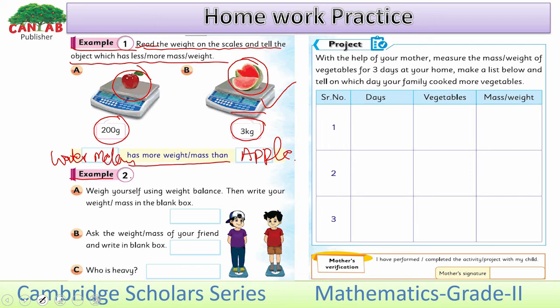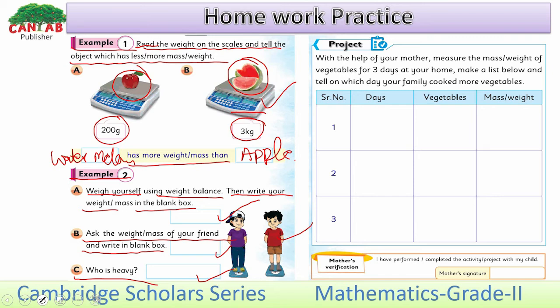In example 2, weigh yourself using a weight balance. Then write your weight or mass in the blank box. What is your weight? Ask the weight or mass of your friend and write it in the blank box. So ask your friend what is his or her weight. Who is heavy? Whose weight is more? This is a practical. You have to perform it with your friend.